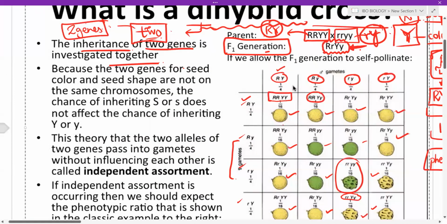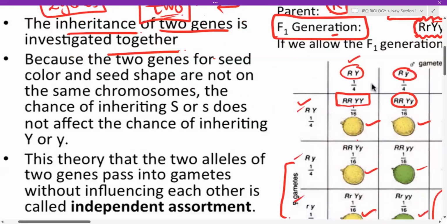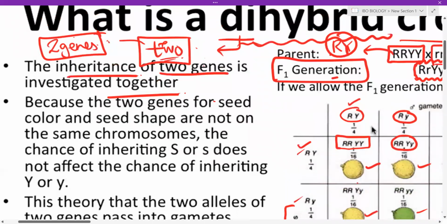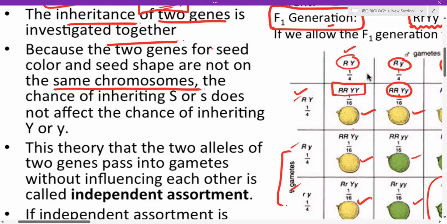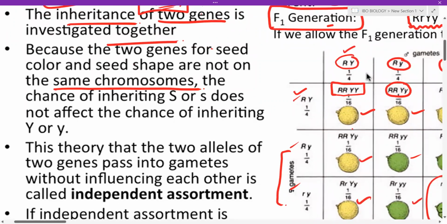Now, let's read through this text that I've compiled as well. So the inheritance of two genes is investigated together in dihybrid crosses because the two genes for seed color and seed shape are not on the same chromosome. That is, they are not linked together. The chance of inheriting R or r does not affect the chance of inheriting Y or y. Okay, it's written S over here. What it means is it's referring to this capital R and small r actually. Okay, that's a mistake. Meaning round or wrinkled.